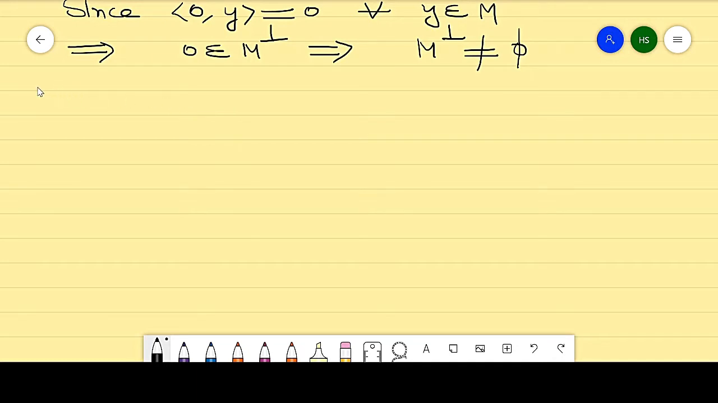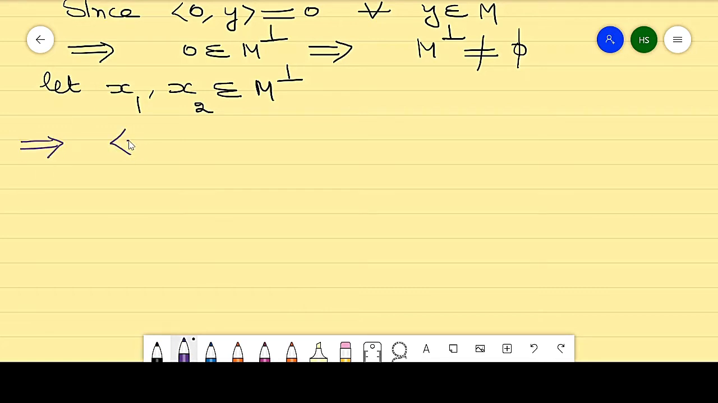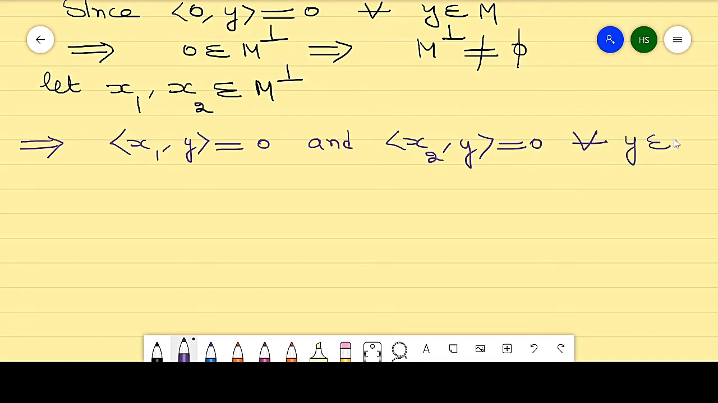Now to prove it is a subspace, I take two vectors x1 and x2 belonging to the orthogonal complement of M. Then by definition of orthogonal complement, the inner product of x1, y equals 0 and x2, y equals 0 for every y belongs to M. My aim is to prove that the linear combination of these two vectors belongs to the orthogonal complement of M.